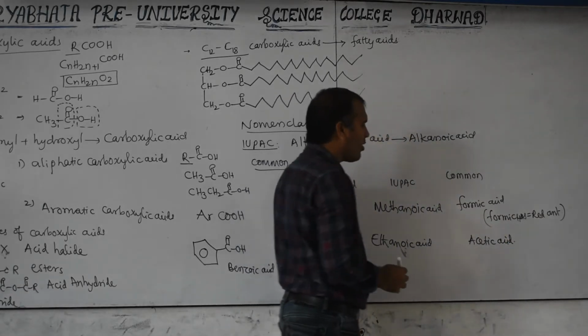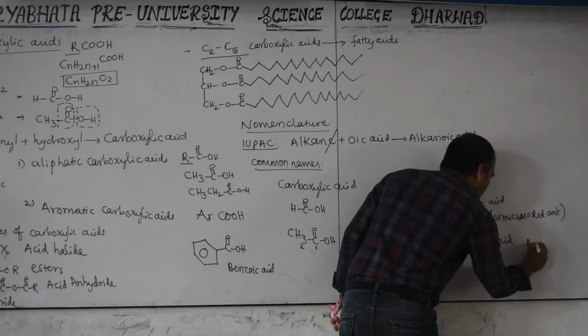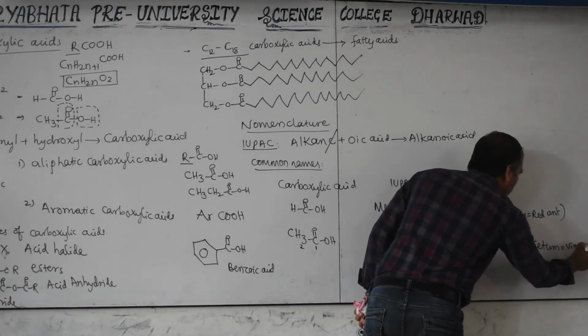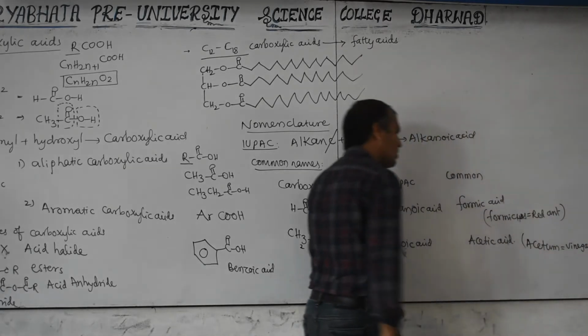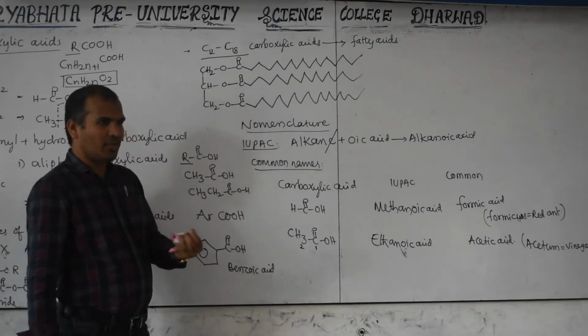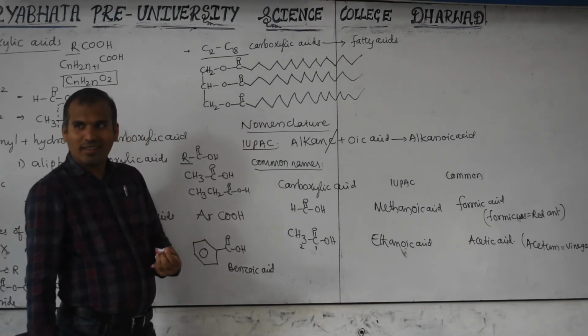And how is it derived? Acetum. Acetum means what? Vinegar. That's what it is, acetic. You know that vinegar is used somewhere in cooking. Not this one. Right.